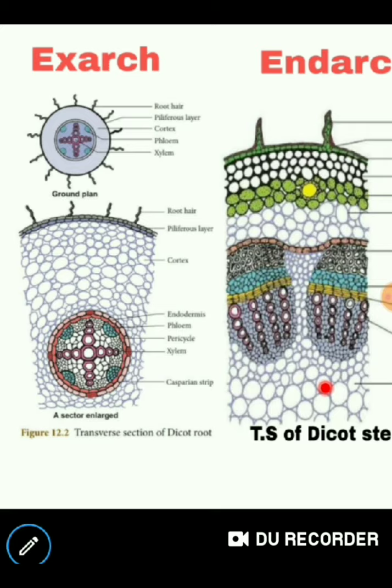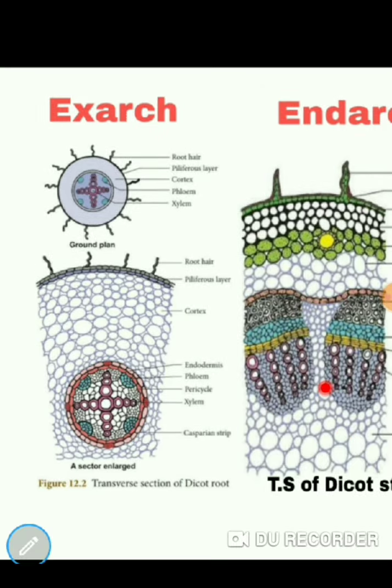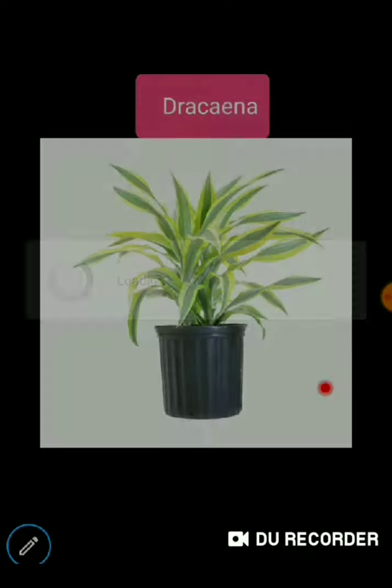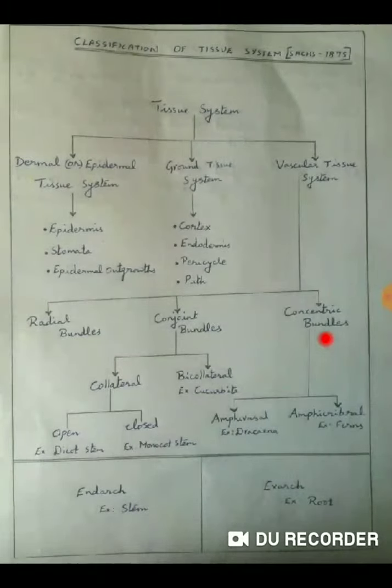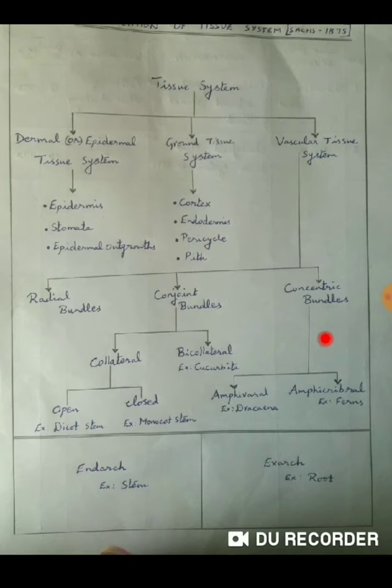Okay students, till now we have learnt about various classifications, that is the classification set by Sachs. One more time I will just show this classification so you can see this. So we have seen about this classification by Sachs.